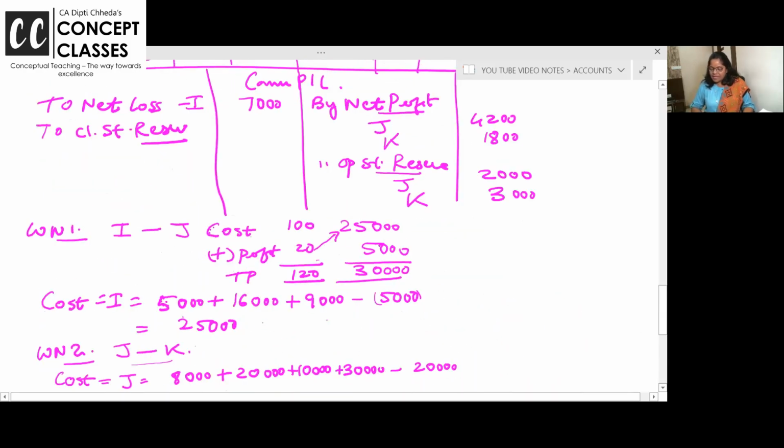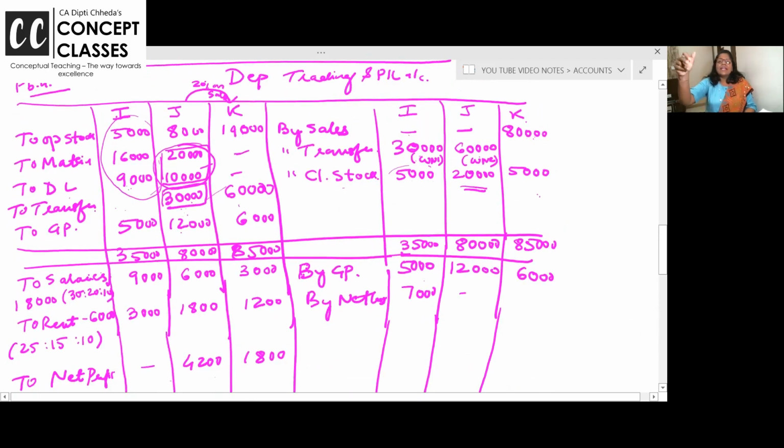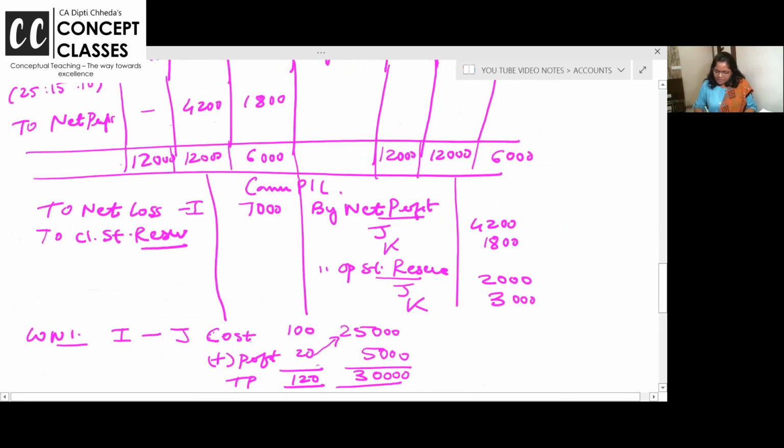J, in your closing stock, my stock 10,000 is having 1667 loading or profit. That we will reverse in the J department. 1667, reference number working note 3. 1667, working note 3. Nice, clear.